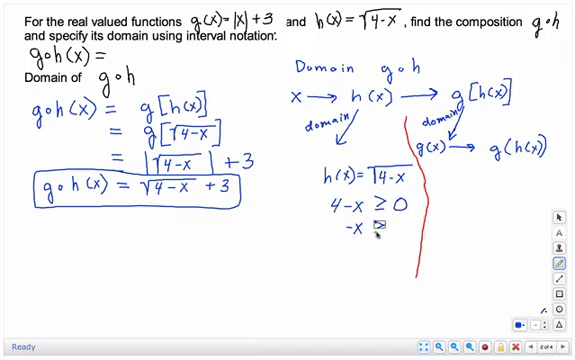We're going to subtract 4 from both sides, and then we're going to multiply both sides by -1. Or if you want, think of it as dividing both sides by -1. It all works out to be the same thing. Remember, when you multiply or divide by a negative, the direction of the inequality switches. So this becomes x is less than or equal to 4.